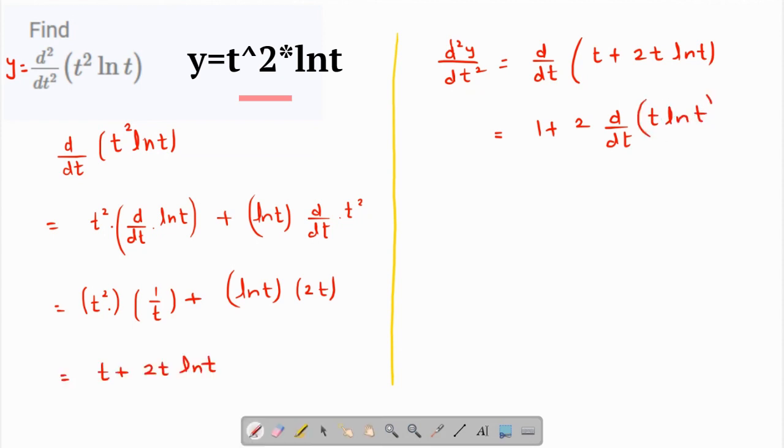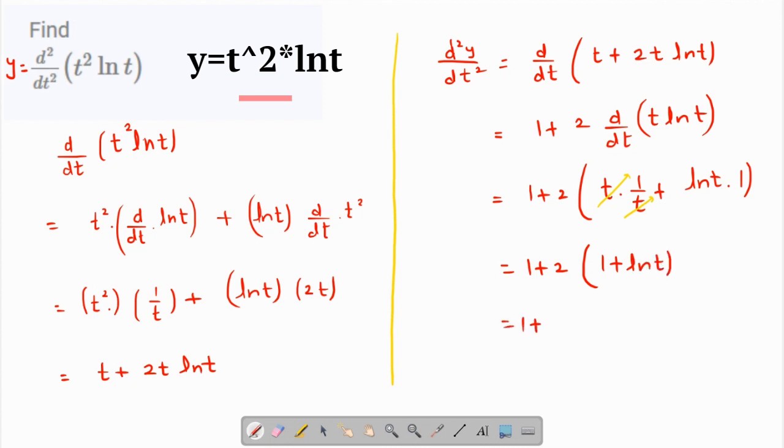So this is a product of two functions. We have to use the product rule. So the first term remains as it is. Differentiation of ln t is 1 over t, plus ln t remains as it is, then differentiation of t is just 1. So this becomes 1 plus 2 times, fortunately, this t and t get cancelled, and we are left with 1. So this is 1 plus natural log of t.